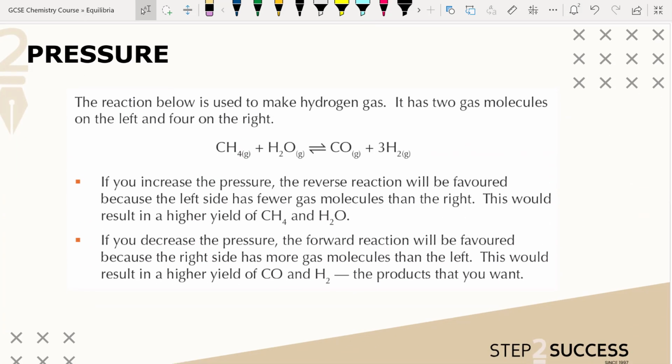So, here is a chemical reaction that's used to make hydrogen gas. Right, and let's count the number of molecules here. So, we have a methane molecule here. There is a 1 there, even though it doesn't say a 1.